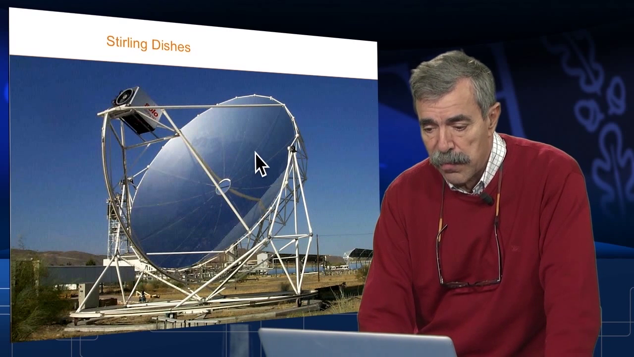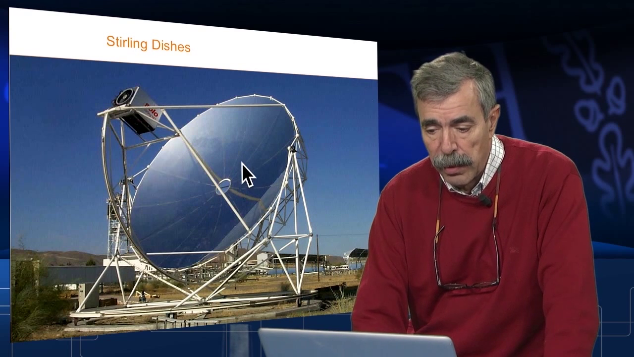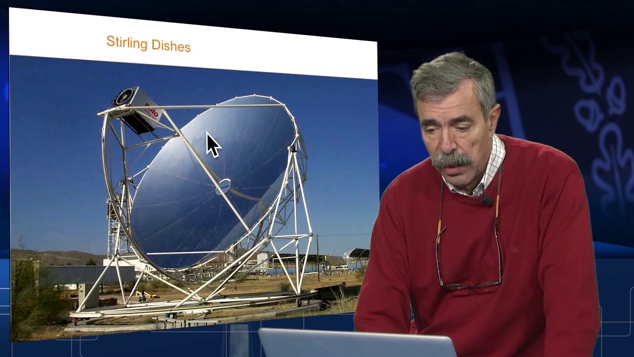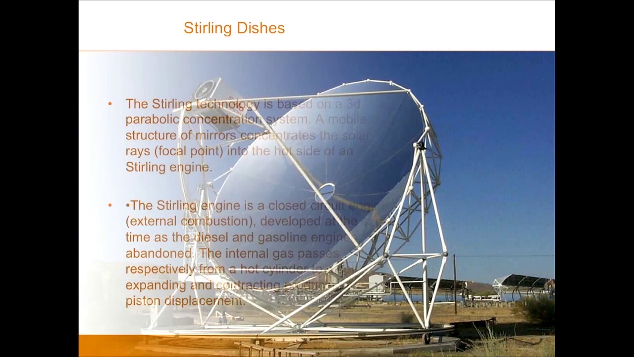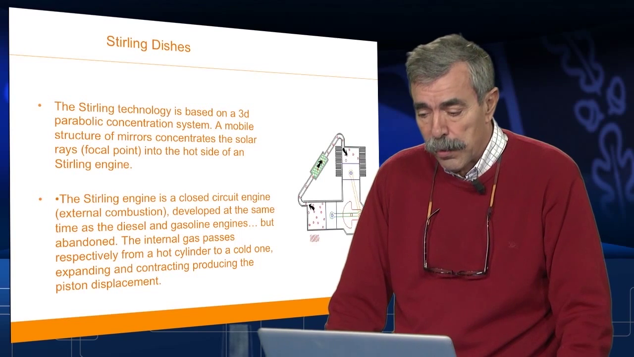This surface is composed of reflecting material, and the sun rays are going to be concentrated, obviously, in the focal point of this 3D parabola. At that point, they installed a Stirling motor. And I would like to describe the Stirling engine, because it took me some time to understand how it works.